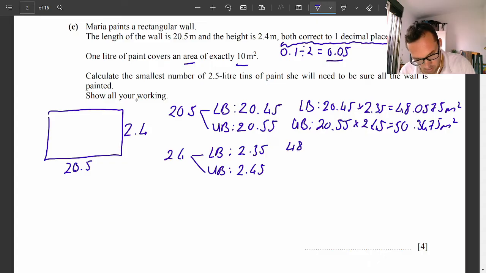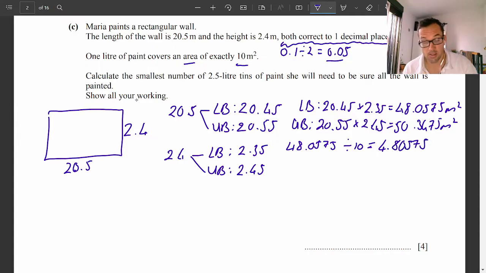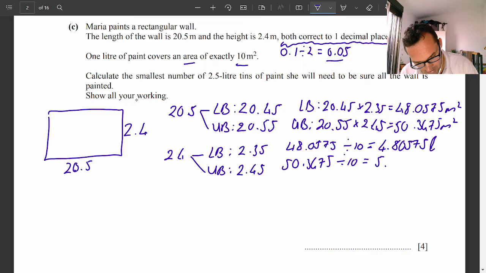So for the lower bound, 48.0575 divided by 10 means we will require 4.80575. You see, no rounding here yet because we're not finished. Don't round your answers until the very end. So that will require 4.8 etc. liters of paint. But if the wall is its biggest possible value, we will need more than 5 liters of paint, slightly more. Calculate the smallest number of 2.5 liter tins of paint you will need to be sure.